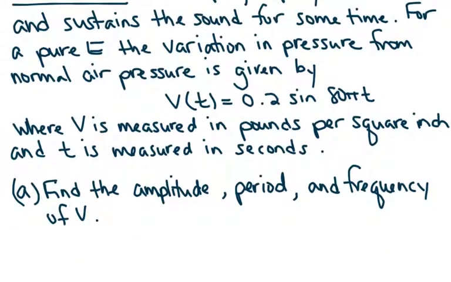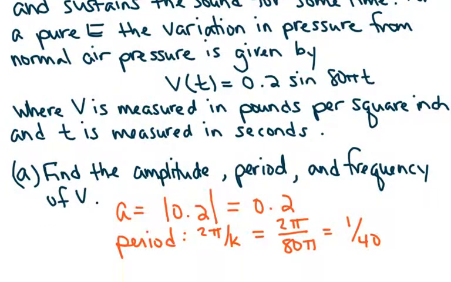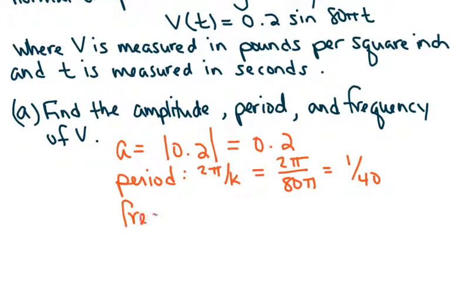Well, the amplitude is always the absolute value of the number being multiplied in front of the sine or cosine function. So in this case, the amplitude is 0.2. The period is 2 pi over k, and in this case, k is 80 pi. So I'm going to reduce that fraction. The pi's cancel, and 2 over 80 is 1 over 40. And the frequency is just 1 over the period, so it must be 40 over 1.